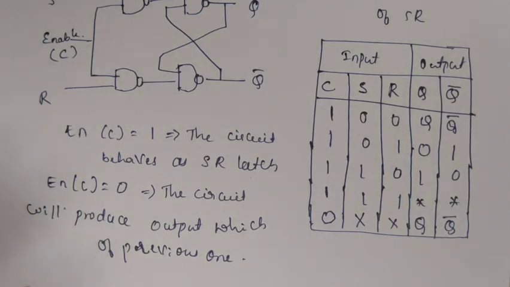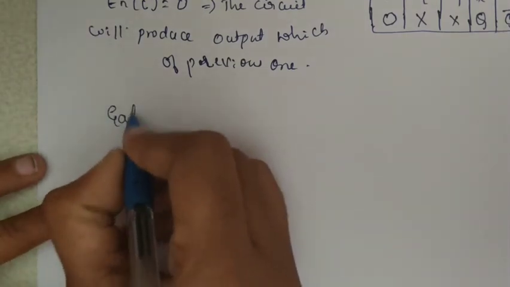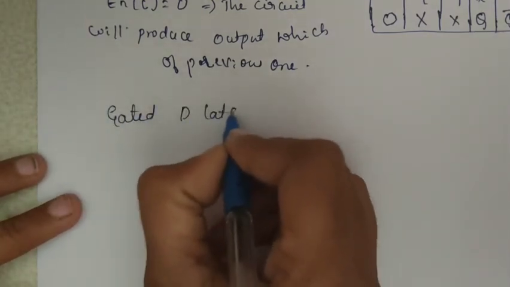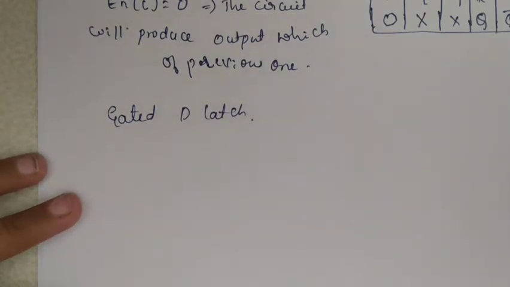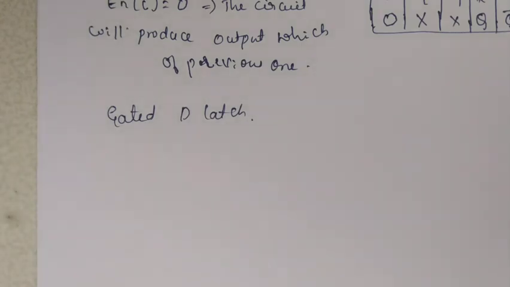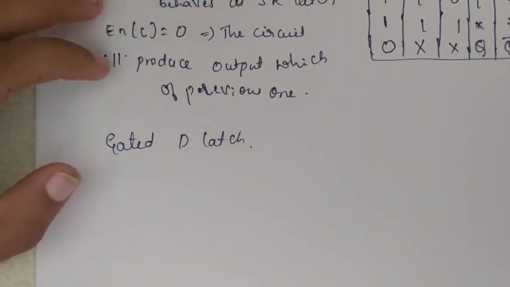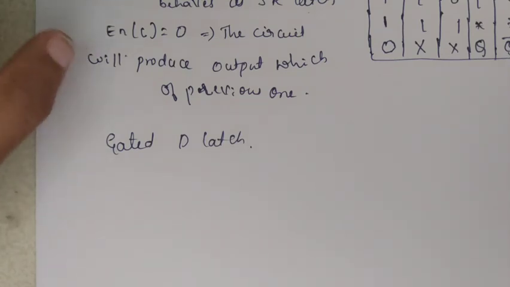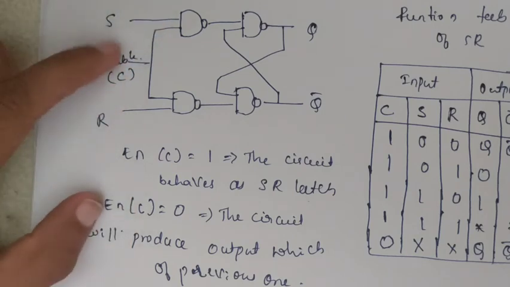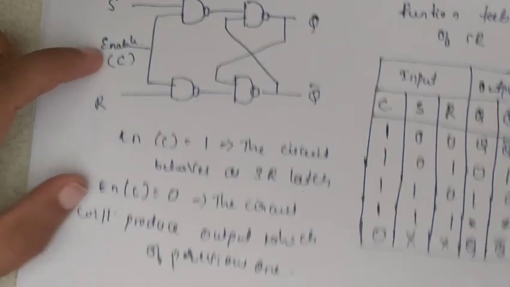Now, similar to this, we will have the gated D latch. The gated D latch is defined as similar to the SR latch only, but here both the inputs are shorted, so one is given directly and the other is given as inverted.